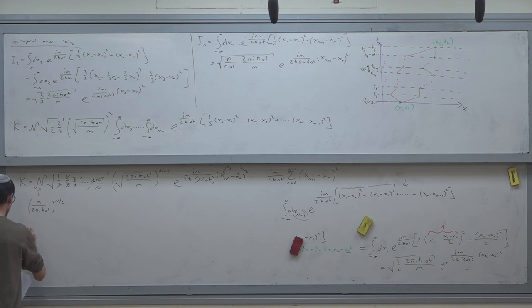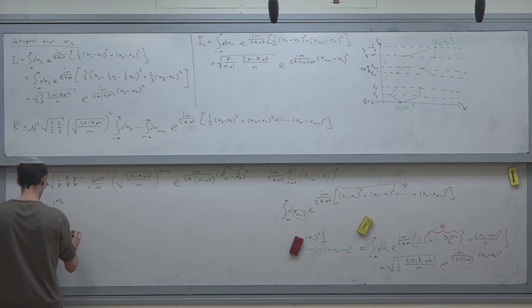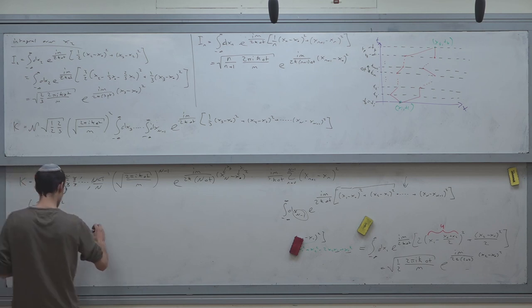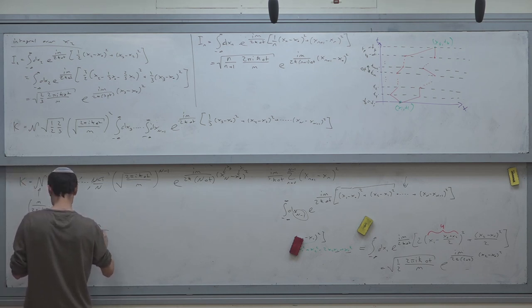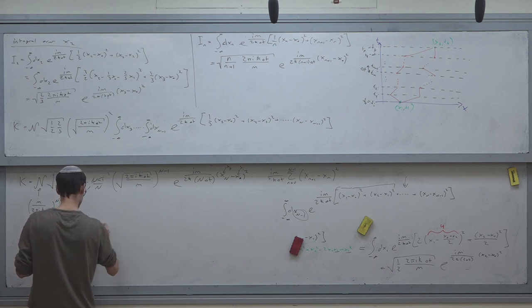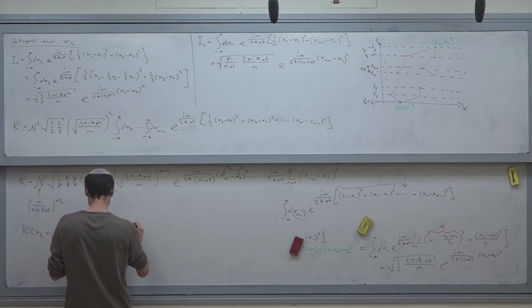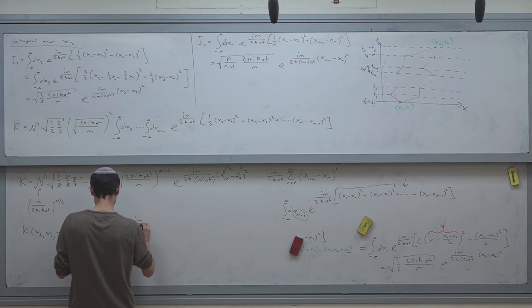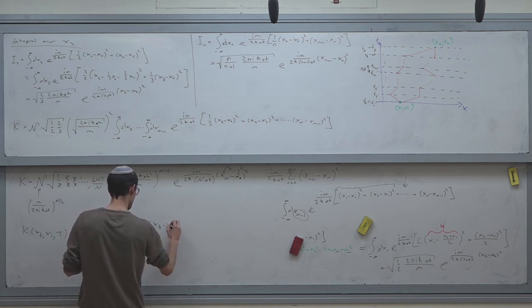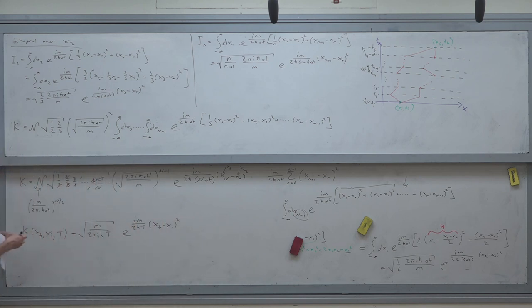So if you go through this little bit of algebra, you find the final propagator. This is the end of this exercise. The propagator is the square root of m over 2 pi i h bar times capital T, times e to the i m over 2 h bar T, x final minus x initial squared. Solution. Let's make a beautiful frame.